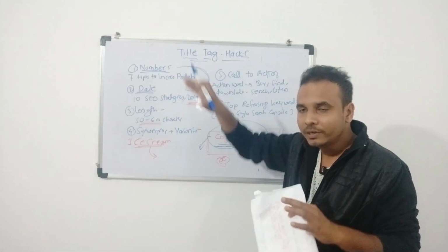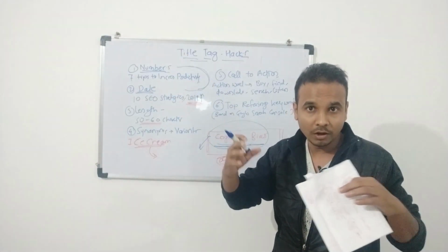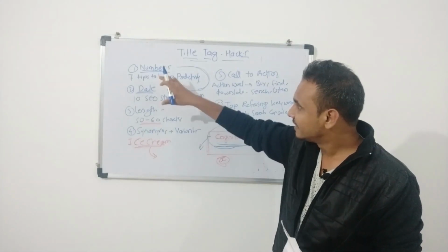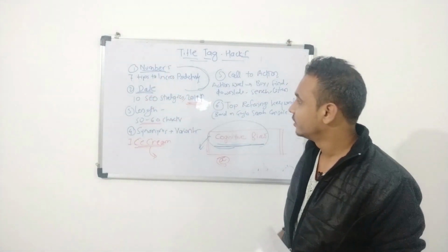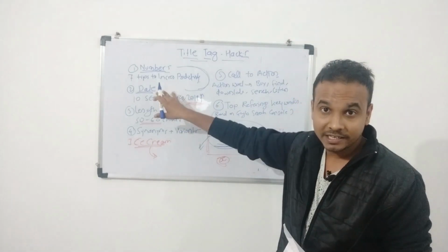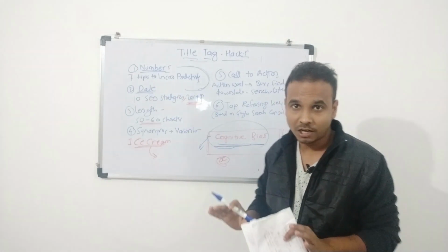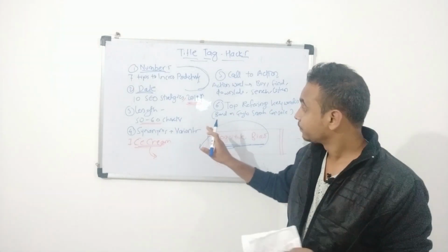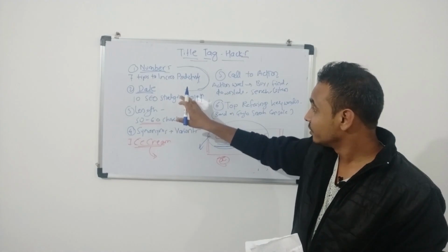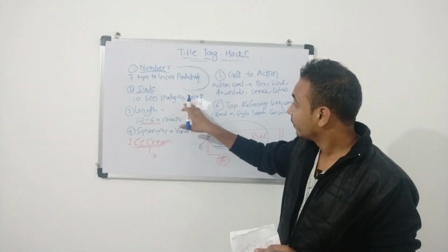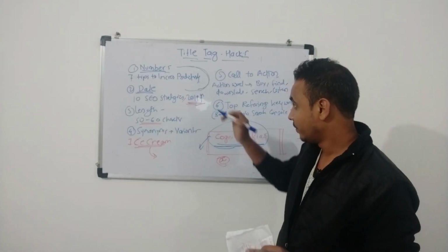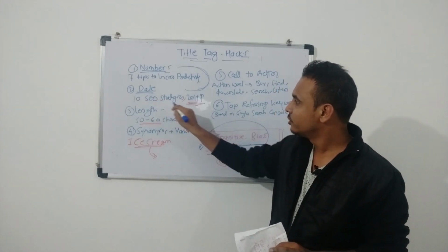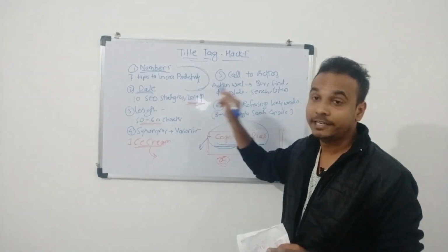So whatever titles you have already written for your different blog posts, just try to implement this number strategy. Second is dates. It's the same thing; it also utilizes the cognitive bias of users. All you need to do is use dates whenever it's required. For example, the title here is '10 SEO strategies 2019'.